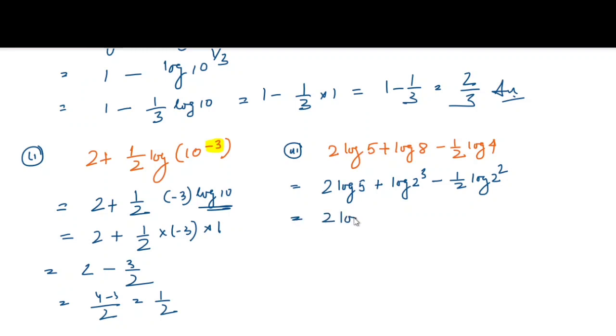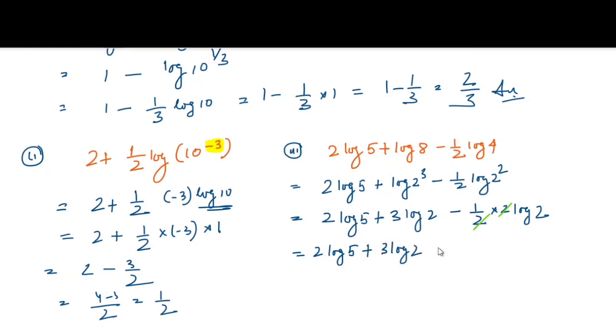So here it will be 2 log 5 plus 3 log 2 minus, shifting the 2, half into 2 log 2. Now these 2 we can cancel out, isn't it? So it will be 2 log 5 plus 3 log 2 minus log 2. Now these are like terms, 3 log 2 and minus log 2, so 2 log 5 plus 2 log 2. If I take 2 common, it is 2 times log 5 plus log 2.